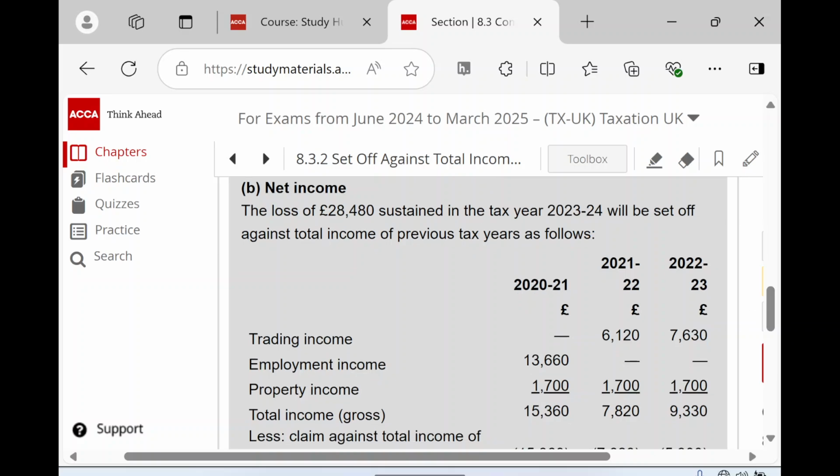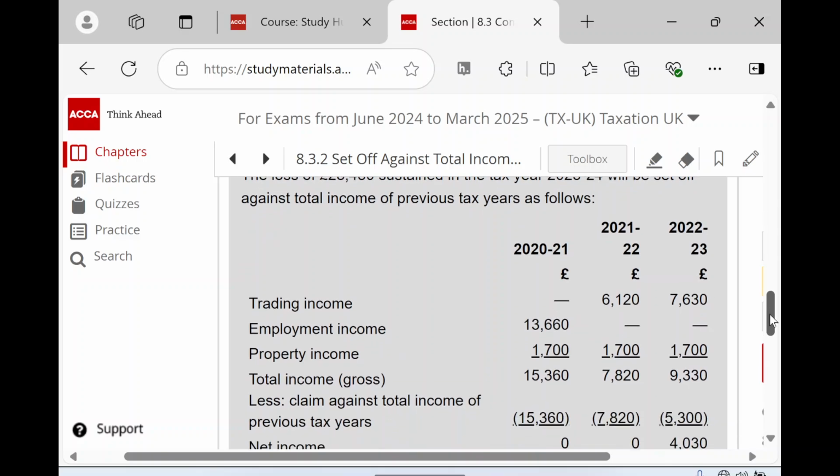It says the loss, 28,480 in 2023-24, will be set against the total income of the previous tax years. What was the total income of the previous tax years? Note with the earliest year first.